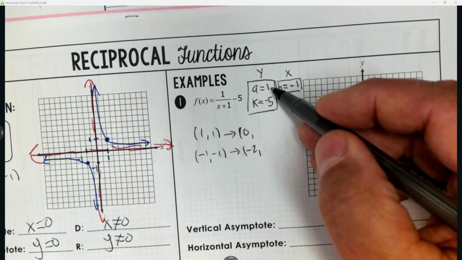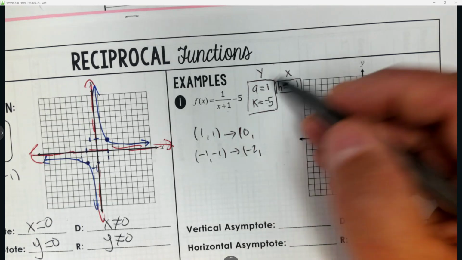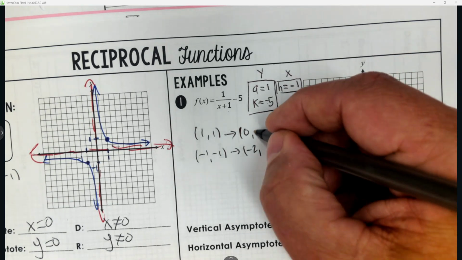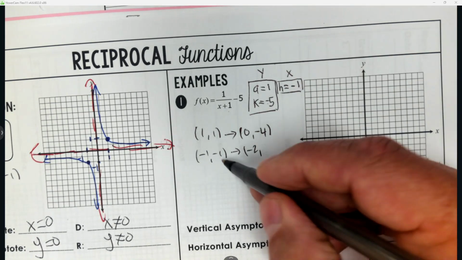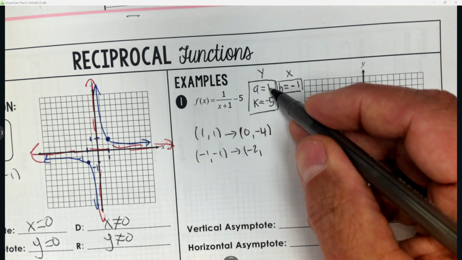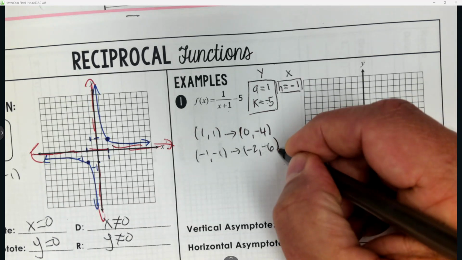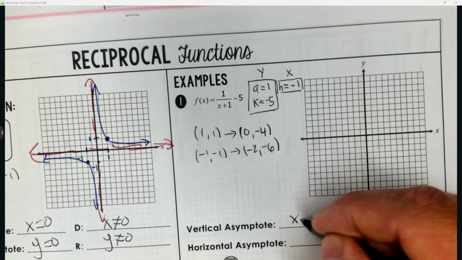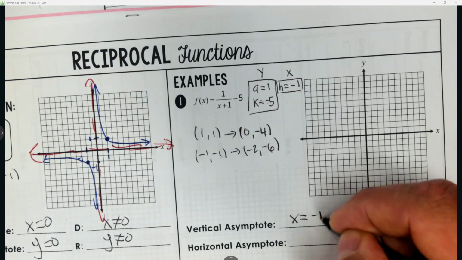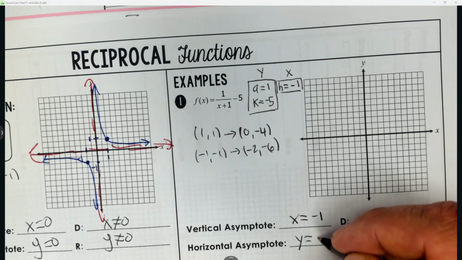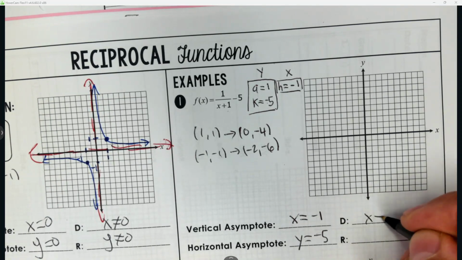Now multiplying times 1 doesn't change it. So it's 1 times 1, subtract 5. So it's 1 take away 5. And then negative 1 times 1, that's negative 1, take away 5 is negative 6. And then my asymptotes are h, k. So that's negative 1 and negative 5, and that's also my restrictions.